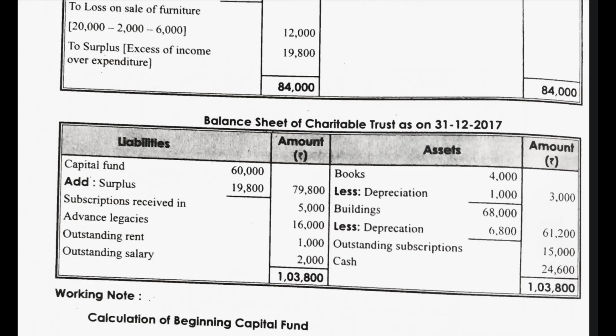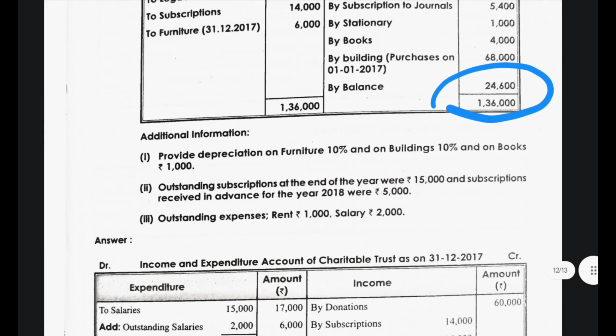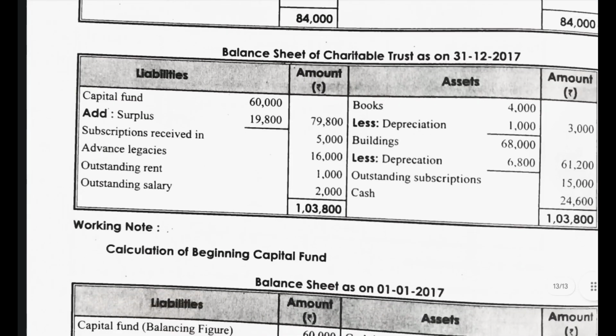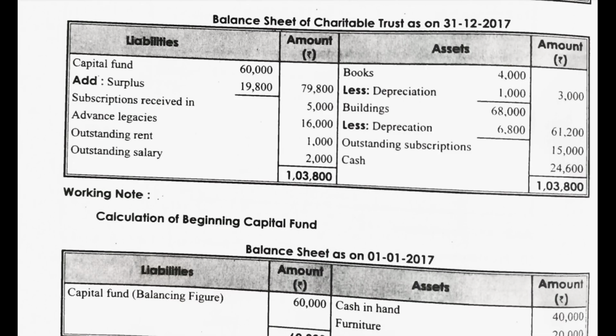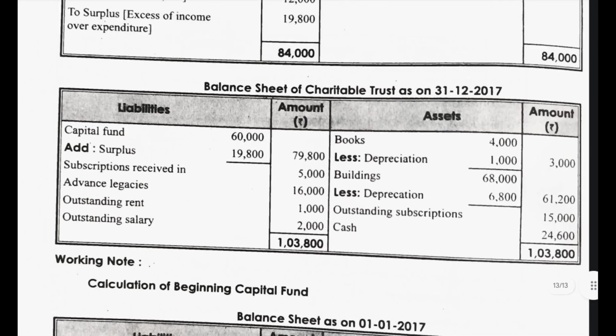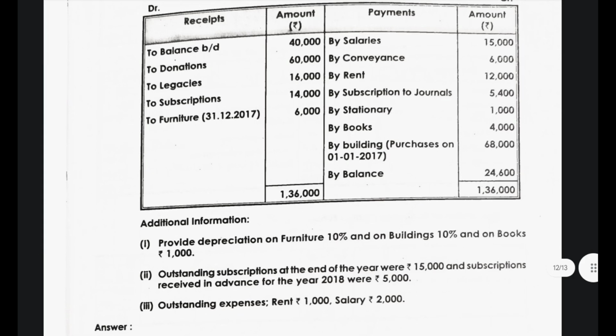Now book value less depreciation, building 68,000 less depreciation, and outstanding subscription, current year we have to take it on the asset side. Cash, this closing balance of receipt and payment account 24,600, that we have to take it. So here also we got 1,03,800. Capital fund 40,000, furniture, both we have to take into consideration to find the capital fund 60,000. So this is the working notes. So in this way we have to prepare income and expenditure account and balance sheet, if the receipt and payment account is given to us.